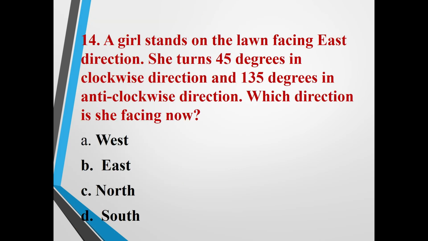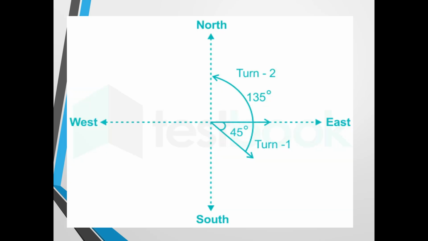Next question. A girl stands on the lawn facing east direction. She turns 45 degrees in clockwise direction and 135 degrees in anti-clockwise direction. Which direction is she facing now? So the girl is facing in the east direction.